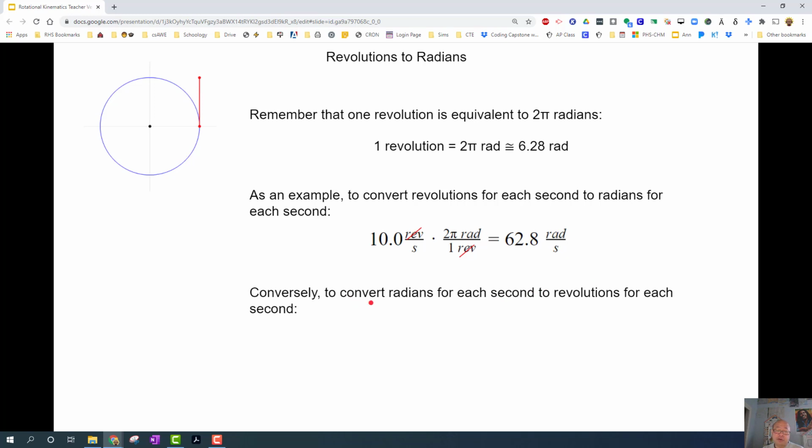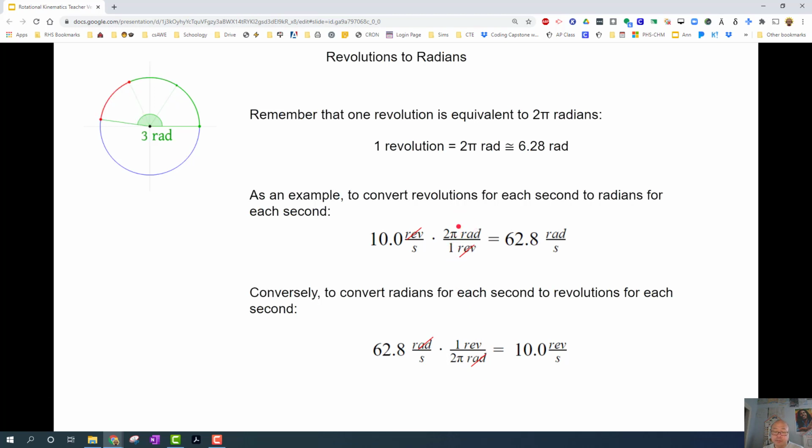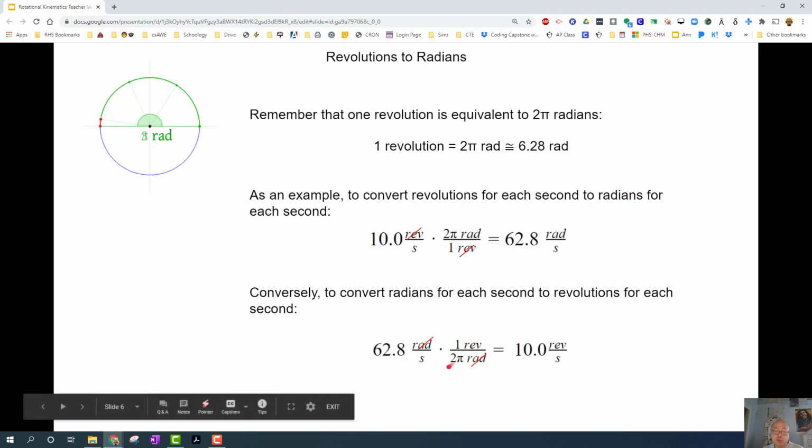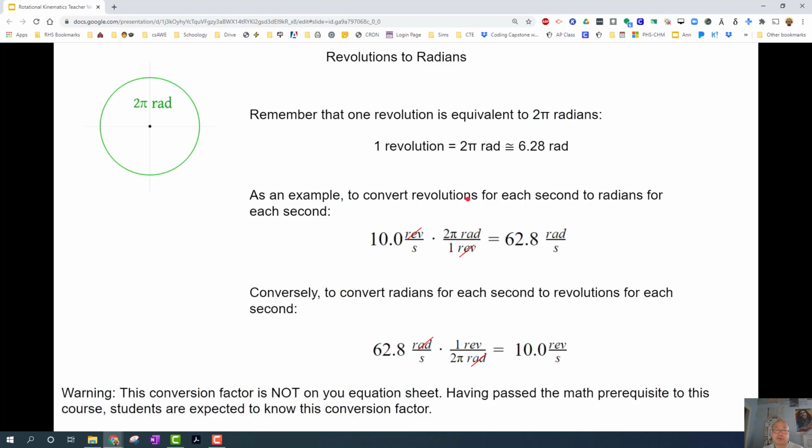Conversely, if we want to convert from radians for each second to revolutions for each second, and we take a number like 62.8 radians per second, we use the inverse of that same conversion factor, in this case 1 revolution over 2 pi radians, and that cancels out the radians, and we end up back with 10.0 revolutions per second. Now realize that this is a conversion factor that you should know because of the math classes that you guys have had.